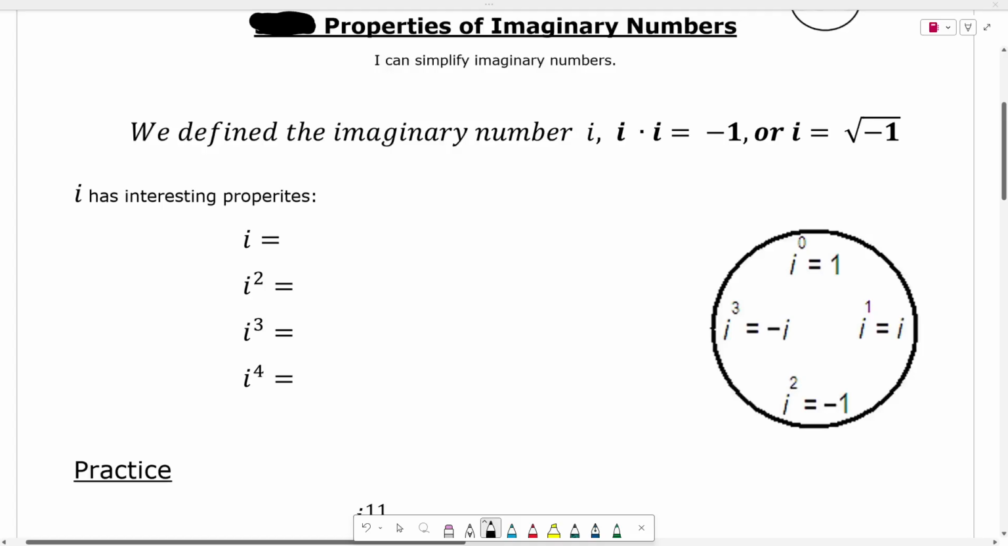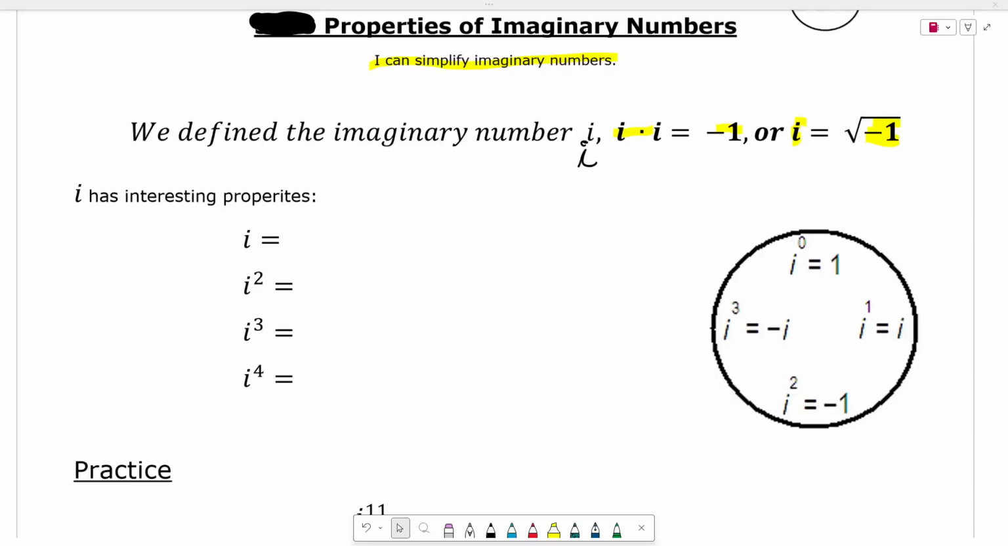Today we're going to be looking at properties of imaginary numbers. When we're done with this, we're going to be able to say, I can simplify imaginary numbers. Previously we have defined an imaginary number: i times i is -1, or i is equal to the square root of -1. So it has some interesting properties as we go through and deal with these.